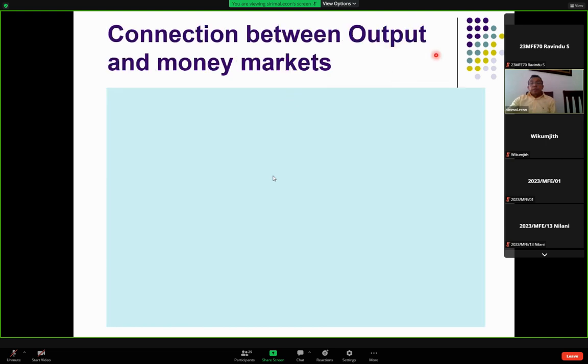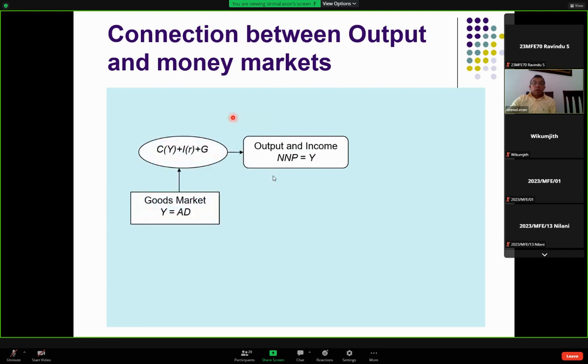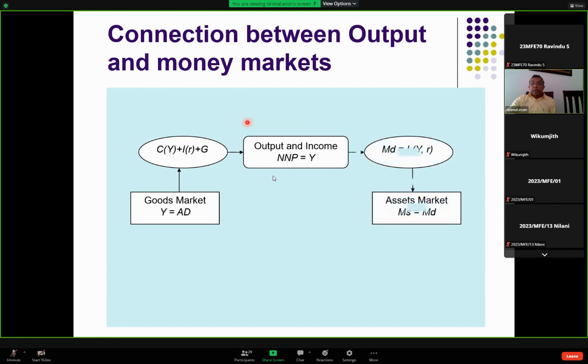Now, in this graph, what we try to do is, after we bring both IS and LM lines together, we are going to build a connection between the two markets. What are the two markets? The output market or goods market on the one hand, and the money market or the asset market on the other hand. So you can see output or income, that is here.